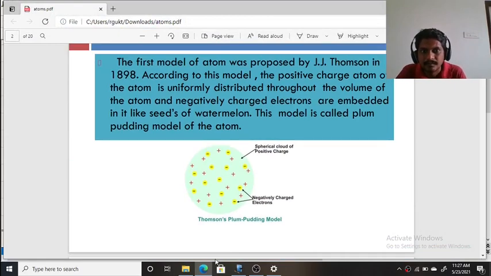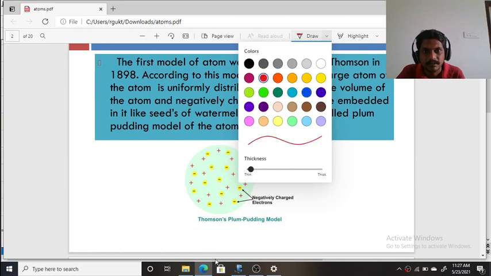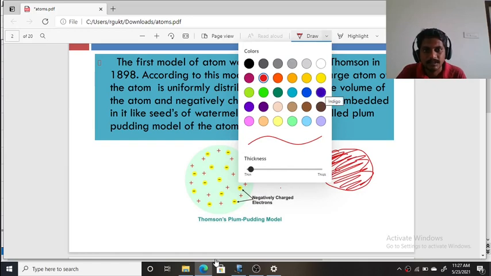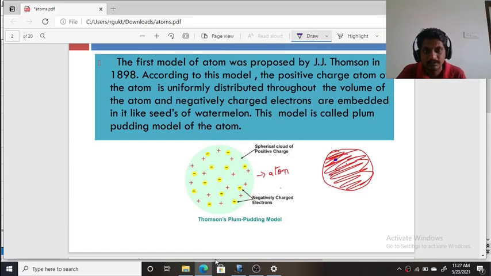Here this is the Thomson's plum pudding model. This is an atom. According to J.J. Thomson, the total positive charge is distributed uniformly throughout the volume of the atom. Negatively charged electrons are embedded like seeds of a watermelon, but the positive charge is distributed uniformly. This is the first theory regarding the structure of an atom, but it failed.